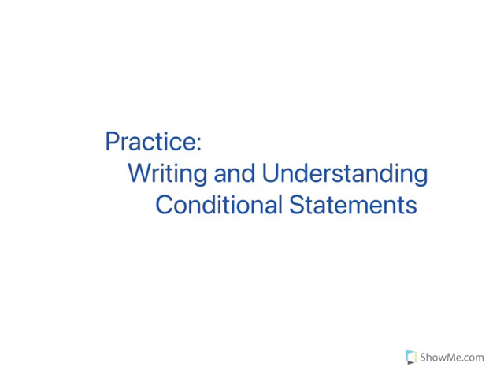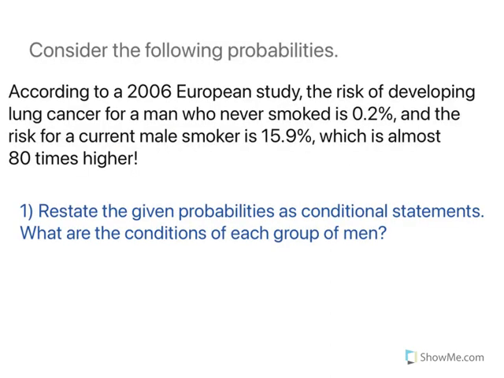We're going to practice writing and understanding conditional statements. So we're not really going to find any probability here. We're just going to work on these statements. So consider the following probabilities. According to a 2006 European study, the risk of developing lung cancer for a man who never smoked is 0.2%. And the risk for a current male smoker is 15.9%, which is almost 80 times higher.